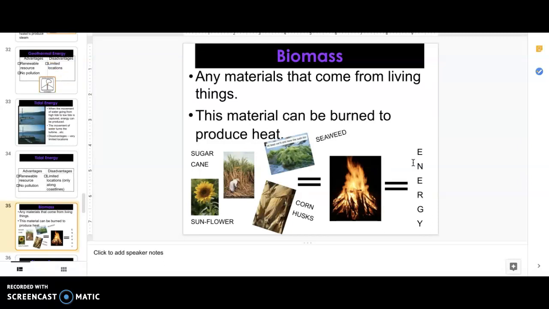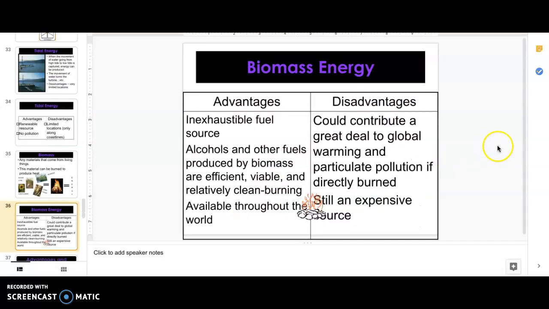There's also biomass, where fuels are made from things such as sunflower, sugarcane, seaweed, corn husks. They are burned to produce energy. It's an inexhaustible fuel. As I said, we can generate lots of alcohols and fuels from these biomasses that are very efficient when they're burned and can produce a lot of energy.